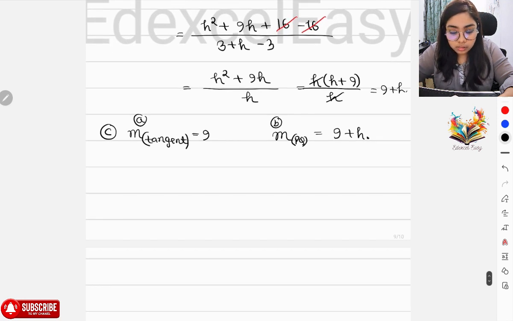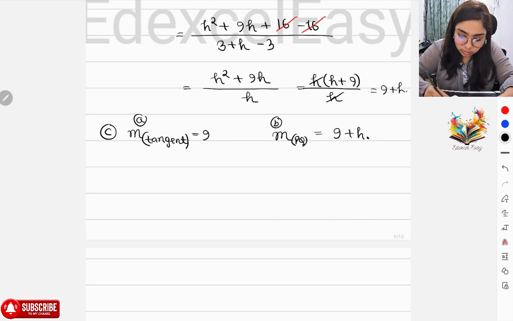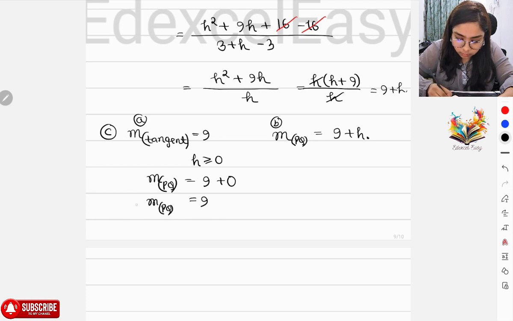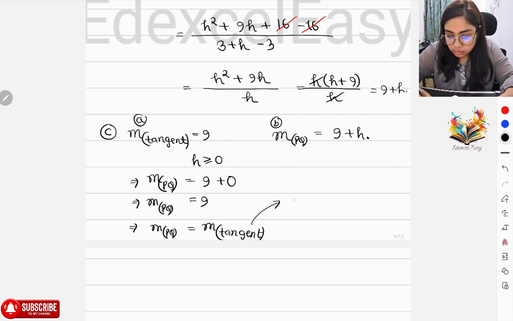If you remember the derivation of the differentiation over there, you had this point that h can be greater than or equal to 0, right? If the value for h is 0, if you're going to consider the gradient of PQ where h is greater than 0, so you get 9 plus 0, which is 9. In that case, you can say that the gradient for PQ is 9, which was the gradient for the tangent also. That means the final relationship over here is that they have equal gradient, and whenever two lines have equal gradient, this indicates their relationship is that they are parallel, right?